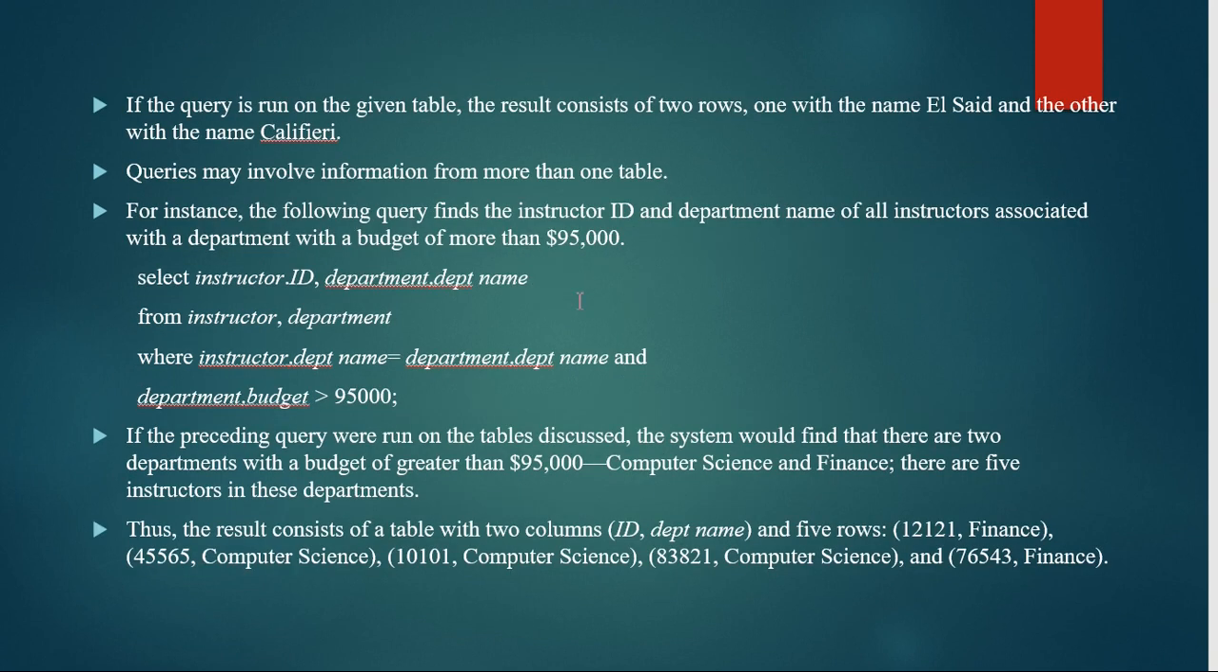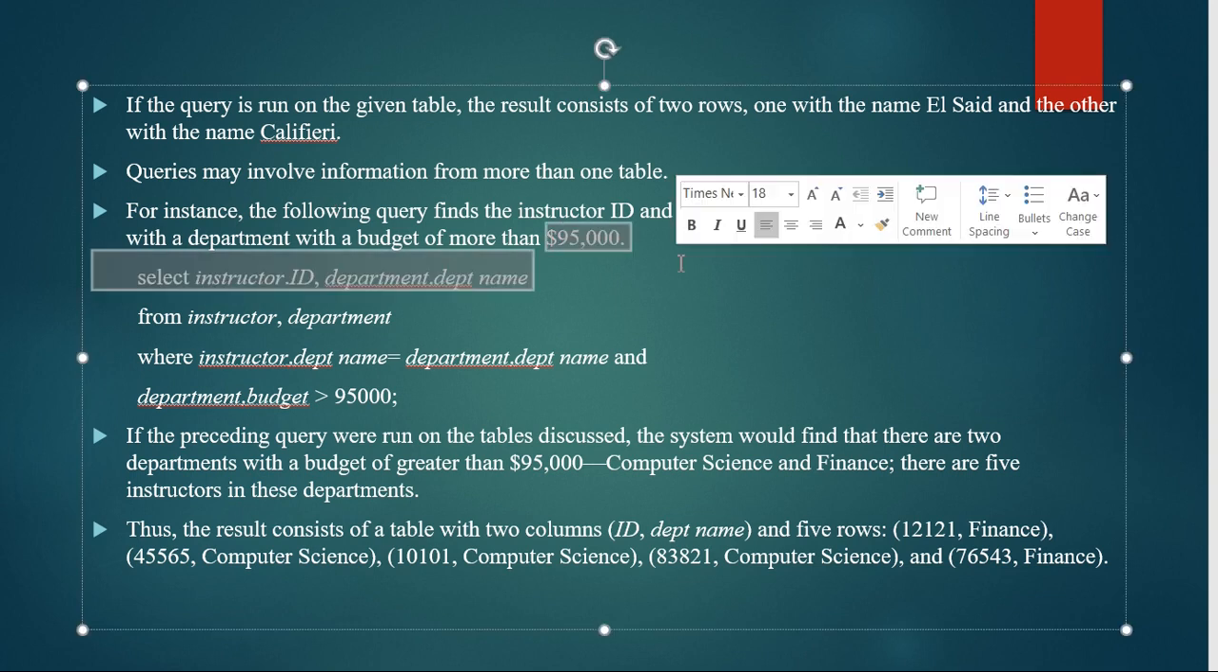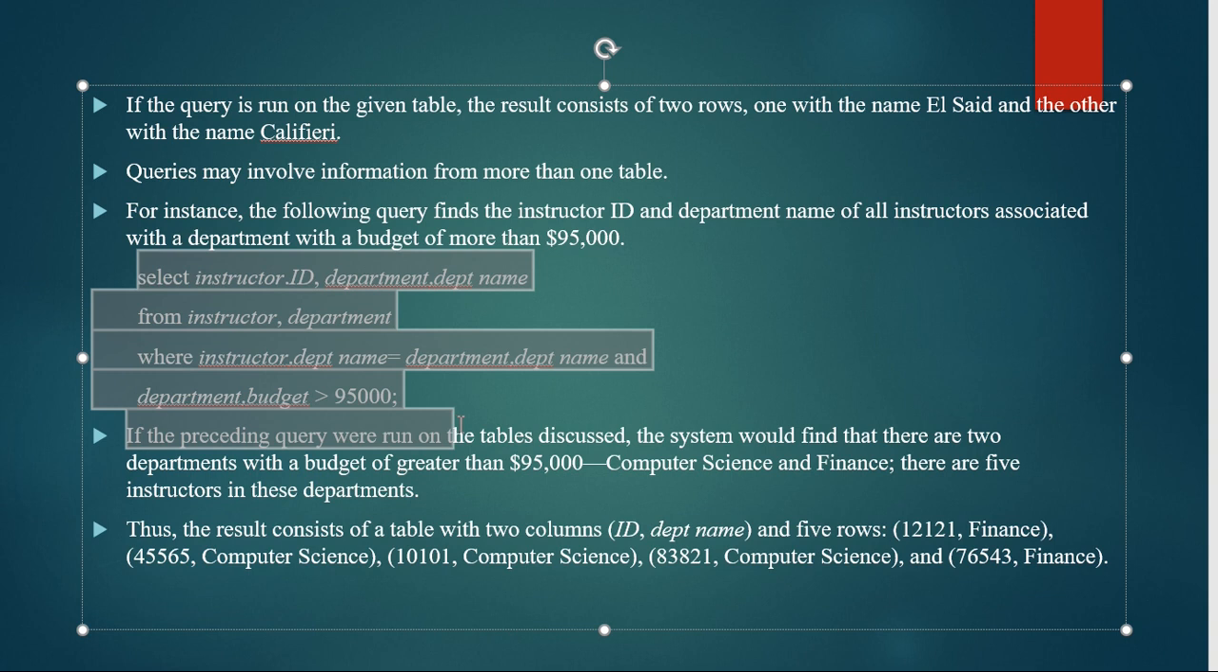See the example we have here. The following query finds the instructor ID and the department name of all the instructors associated with a department where the budget of that department is more than $95,000. So you need to find the instructor ID and department name of those instructors who are present in a building whose budget is greater than $95,000. We will see how to write that query.